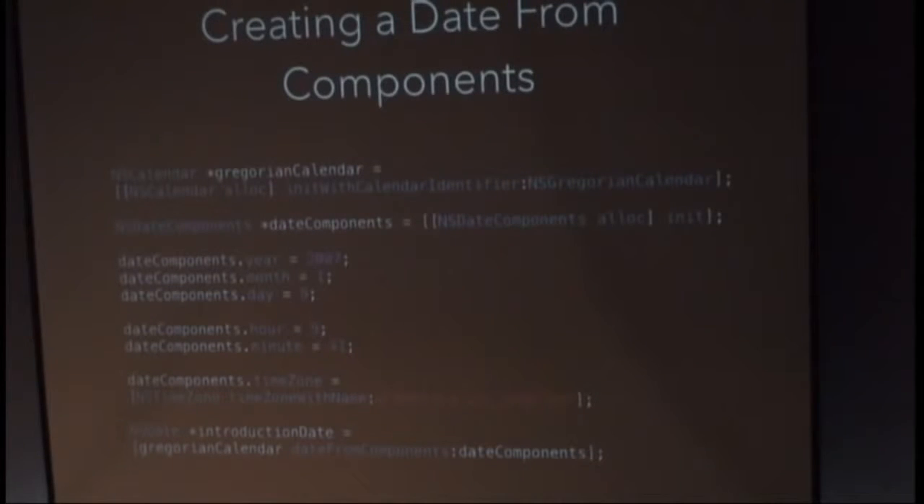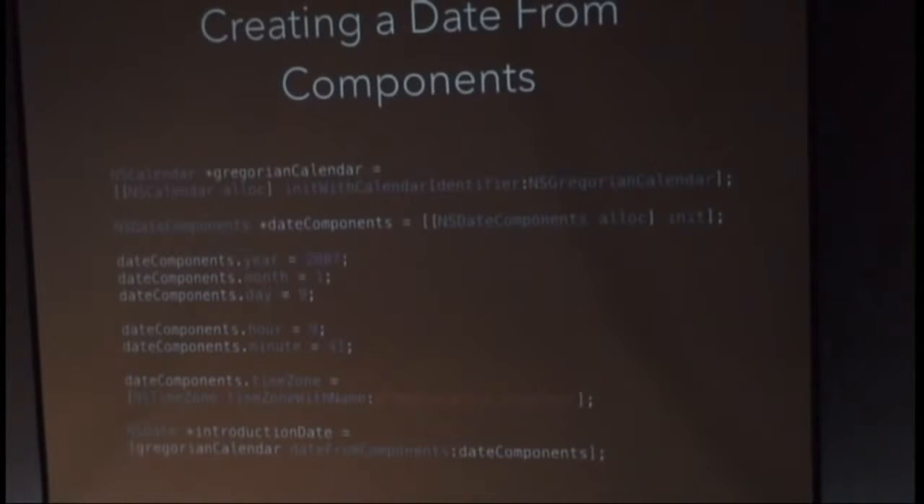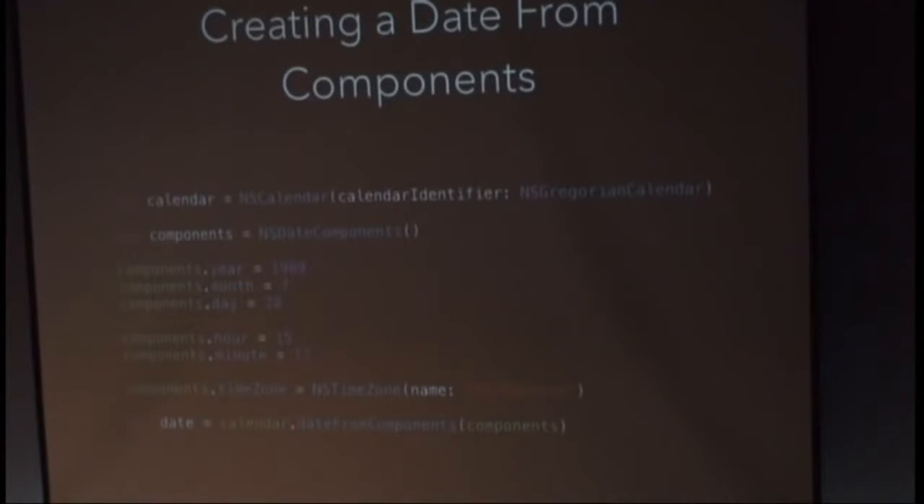Now, I know what you're all thinking. That is a lot of square brackets. Well, if you happen to be using a different language, like let's say Swift, this is how you would do it. So in Swift here, it's pretty much the same. We get a calendar with the Gregorian identifier. We make a new NSDateComponents object. And just like in Objective-C, we set the components on it.